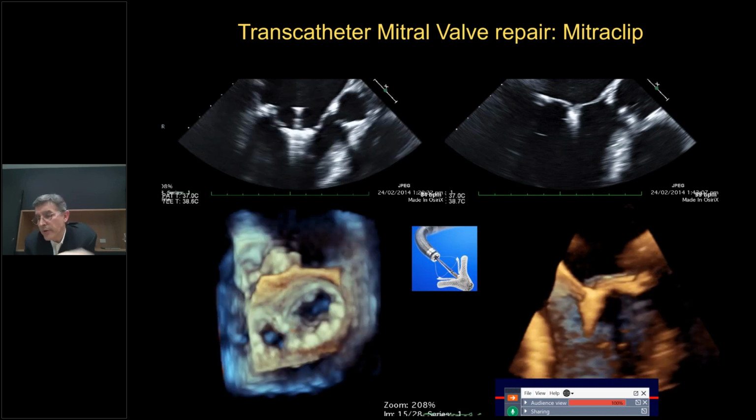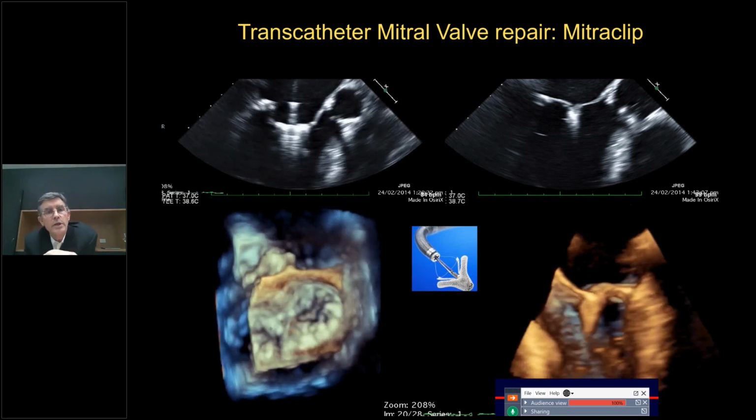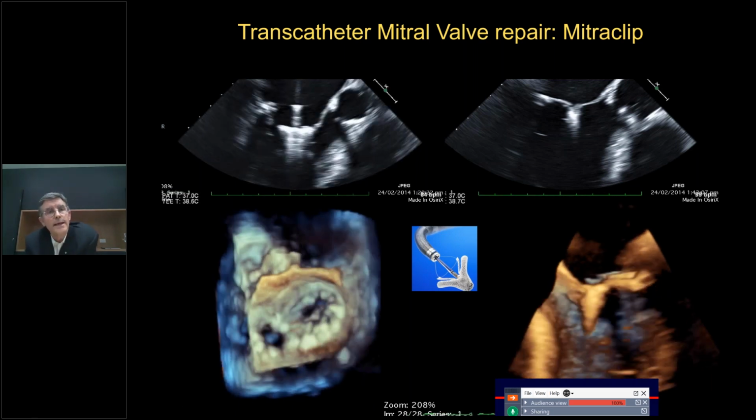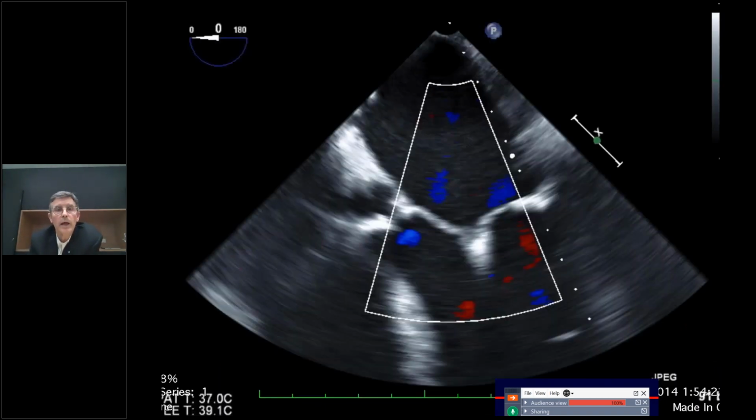This is done from the femoral vein, so it's a fairly low-risk procedure in terms of bleeding. We cross through the septum and come down into the left ventricle from the left atrium. Sorry, let me go back.